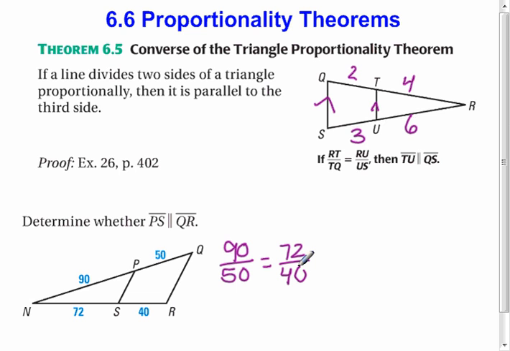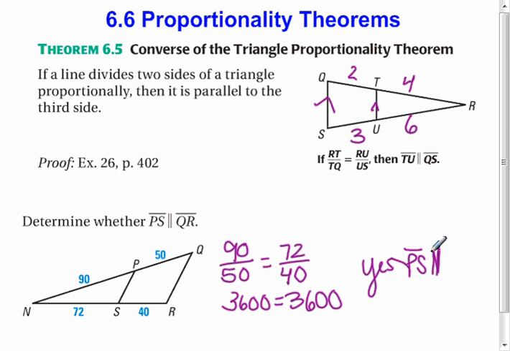Okay, cross multiply here, so I'll get 3600 equals, and 72 times 50, 3600. Looks like they are equal, so yes, PS is parallel to QR. And then you want to make sure you answer your question.